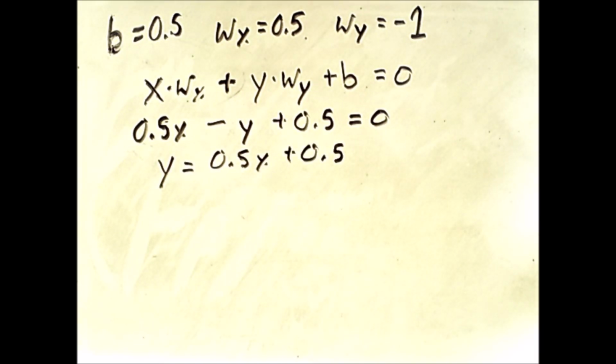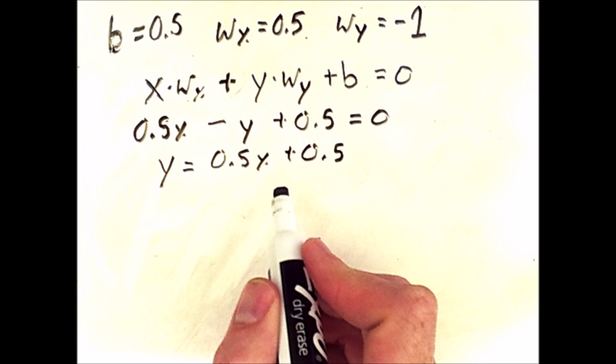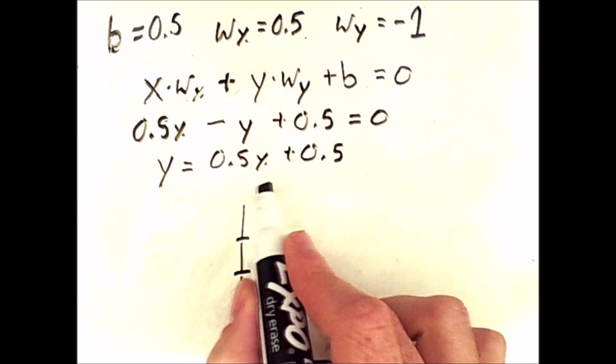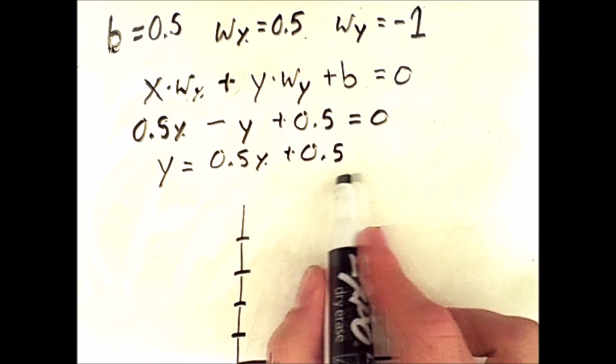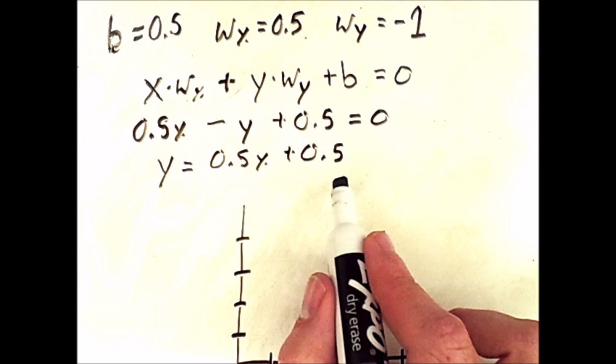So any perceptron with two inputs and a bias can be simplified in this way, and then we get essentially the slope-intercept formula of a line in 2-dimensional space. We know that when x equals 0, y will equal 0.5. So the bias is basically the y-intercept.